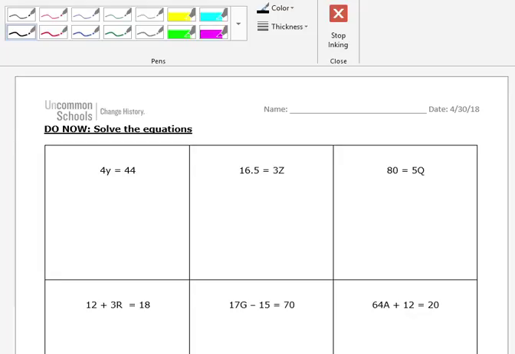Now this is a review of just a one-step equation, and I'm going to go ahead and divide both sides by 3. So when I do 16.5 divided by 3, I'm going to get 5.5. So I have 5.5 equals z, or z equals 5.5. And I know you guys tell me my 2's look like z's, but this is definitely a z.